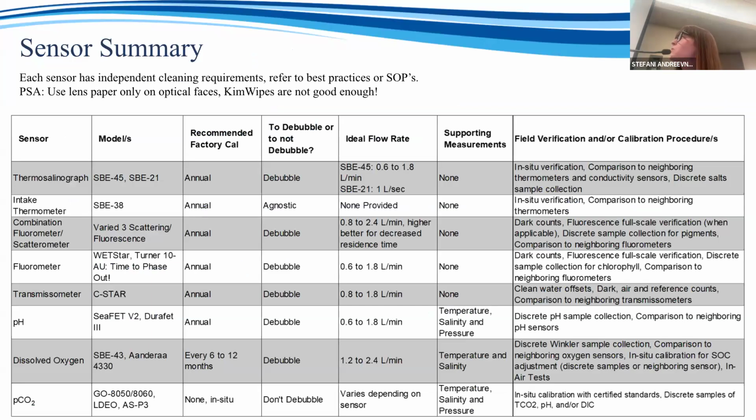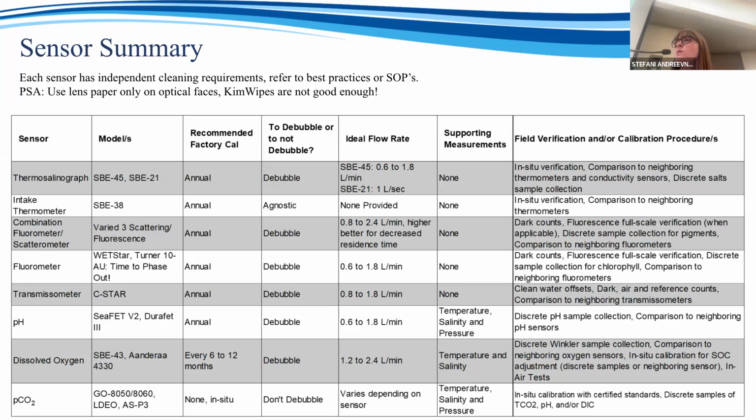I don't expect you to read this, but this is just for your reference. These are the different sensors you might find in a flow-through system, and the different models you might find. We've got some new pH sensors to add to that list that we're trying out right now. What is the recommended factory calibration? Do you debubble or do you not debubble? We'll talk about that in a moment. Ideal flow rates, and this is the manufacturer's ideal flow rates.